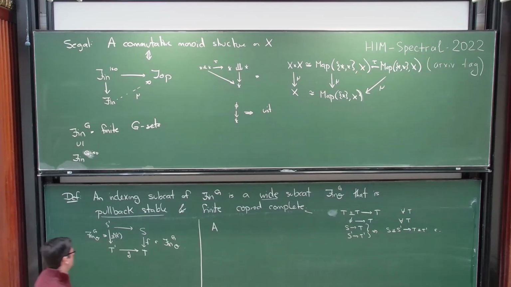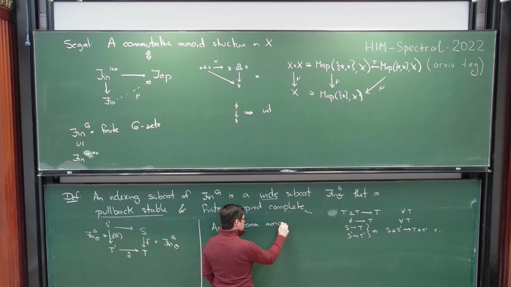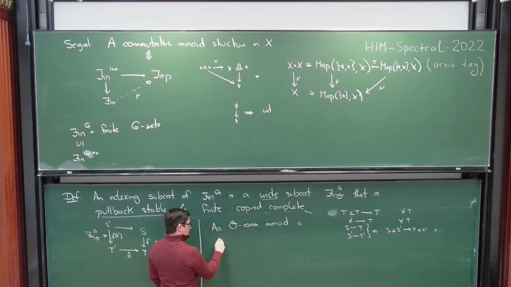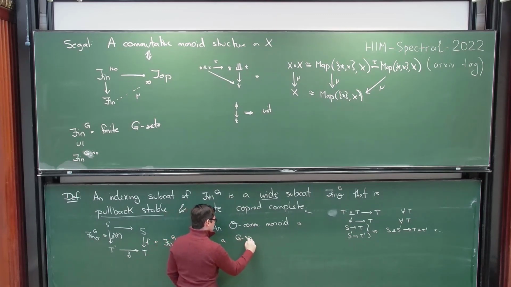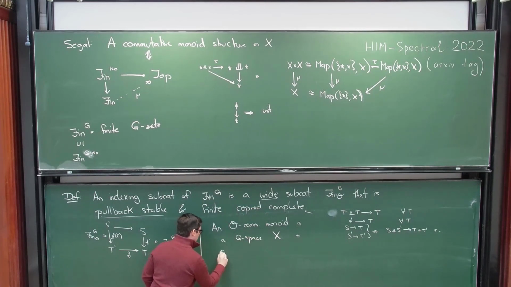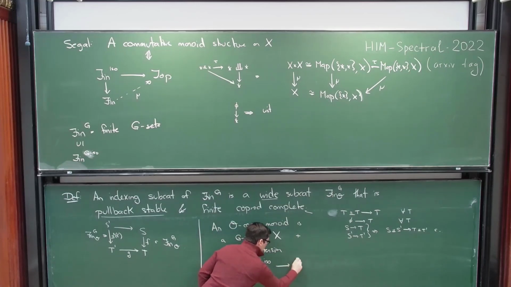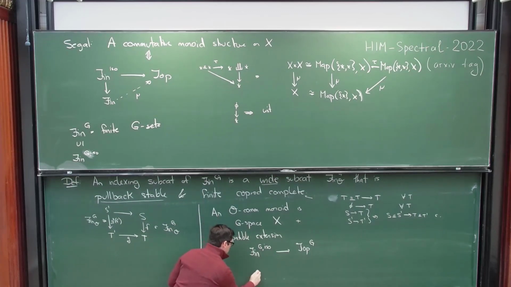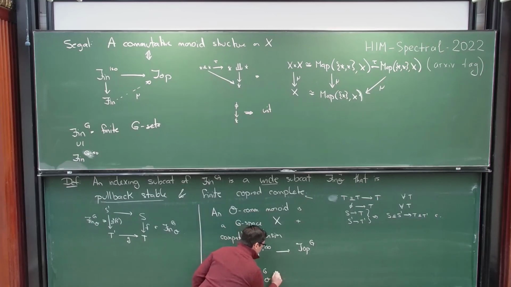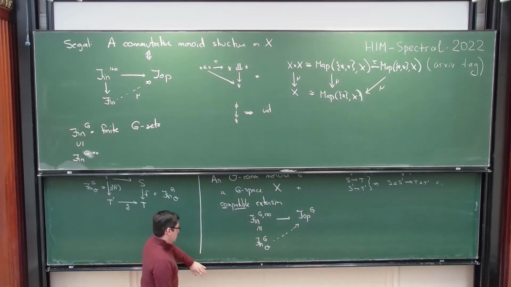Okay. So I'm going to say an O commutative monoid is a G space X plus the data of an extension, first we'll say a compatible extension, from fin G iso to top G. And I want to extend this over fin G O. And then I said compatible, so spell that out briefly.